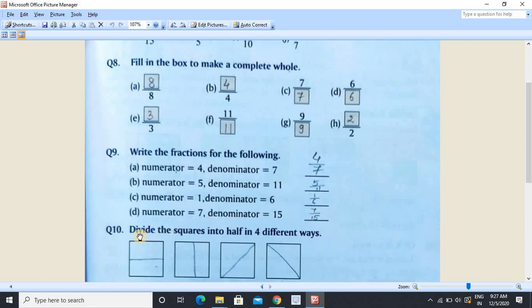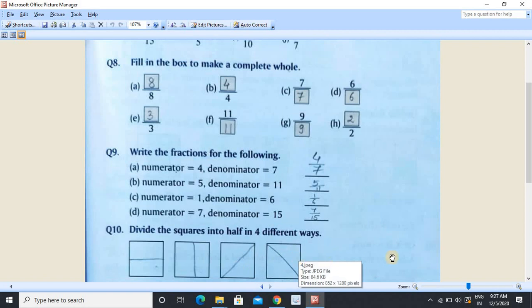Now come to the last question, question number 10. Divide the squares into half in 4 different ways. How? One is this one, horizontal. This is vertical, this is diagonal, and this is also diagonal, or you can say slanting. So in this way you can solve question number 10.